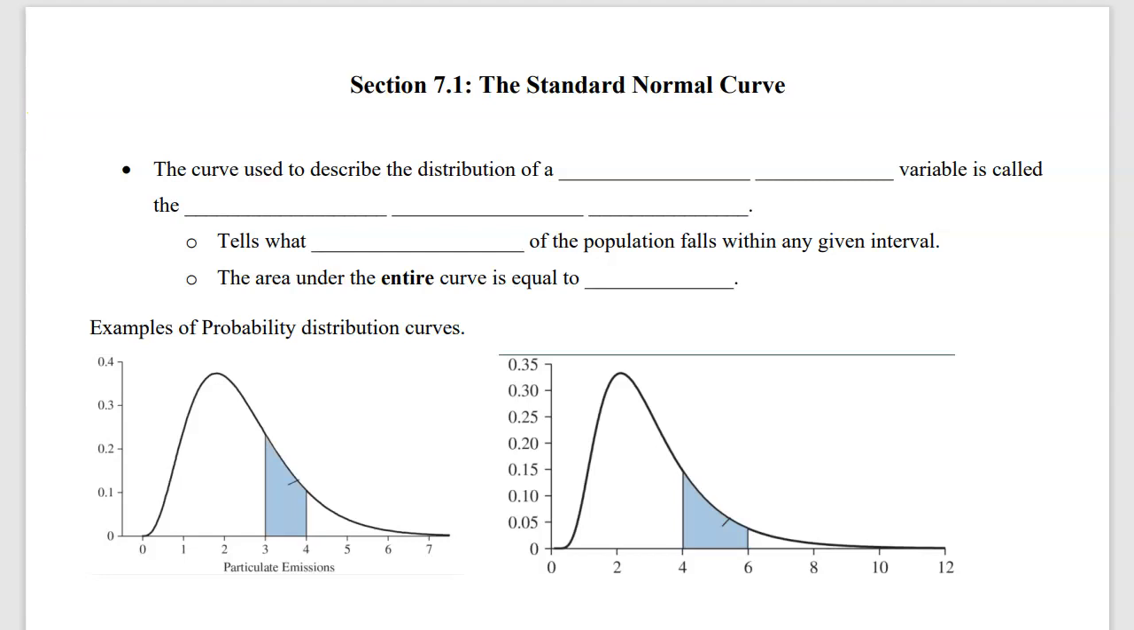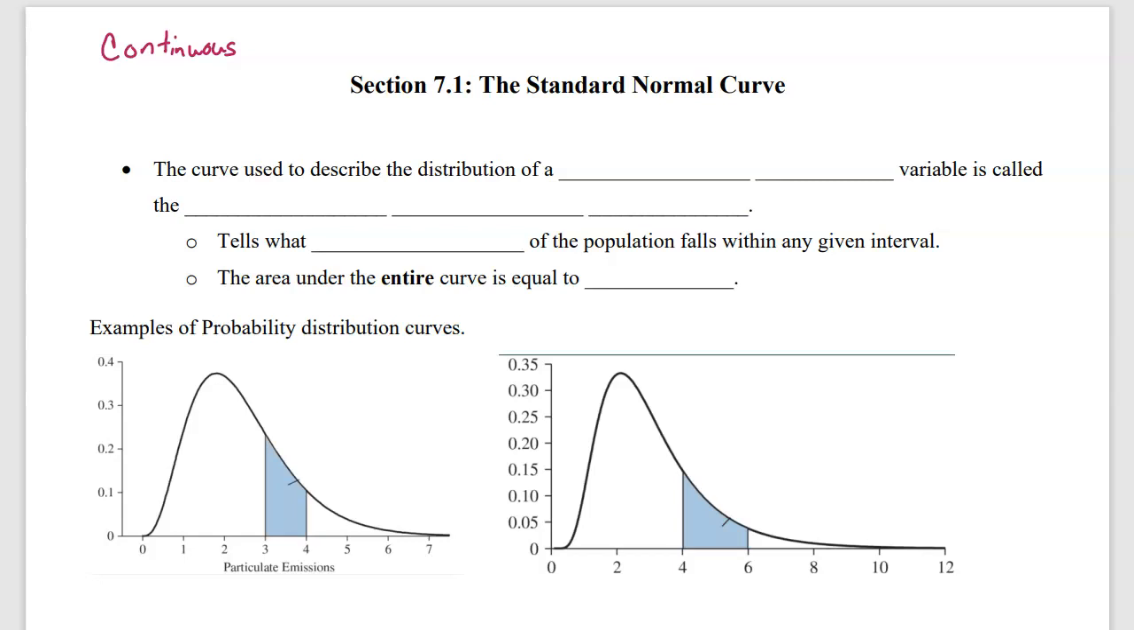We want to look at normal curves or distributions. We are starting a section for continuous variables. Now, we've already talked about distributions for discrete variables. Remember that continuous variables are those that can be anything in between.